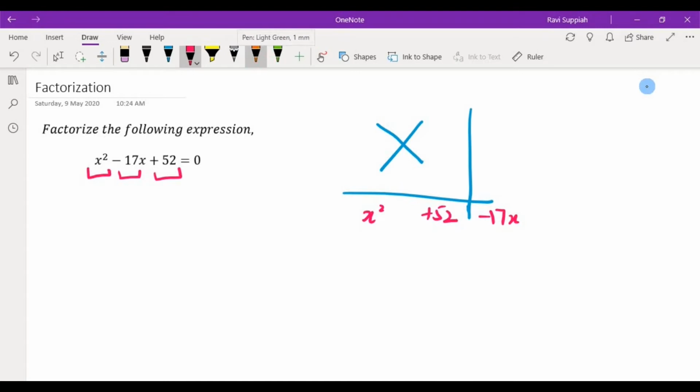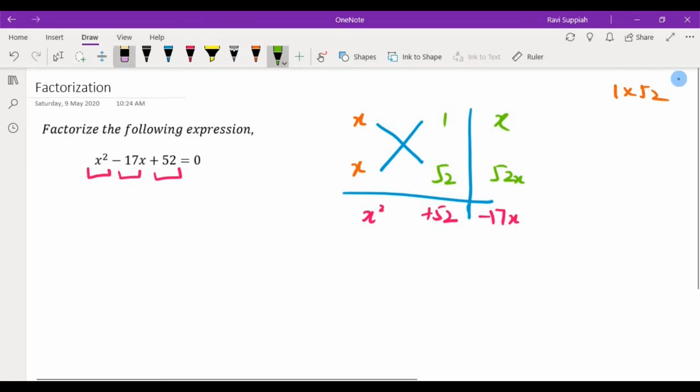Now for x squared it is quite straightforward, only x times x is going to give you x squared. For 52, of course, we have a few different options which we will need to try out and see for ourselves. For example, one option for 52 is 1 times 52, correct? So if I use 1 and 52 here, I will get x and 52x here. There's no way x and 52x can give me negative 17.